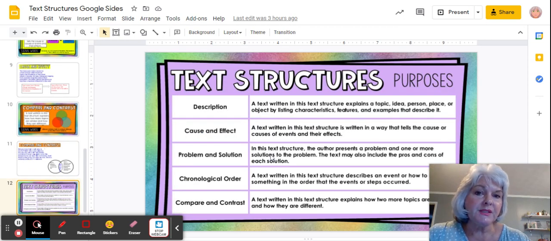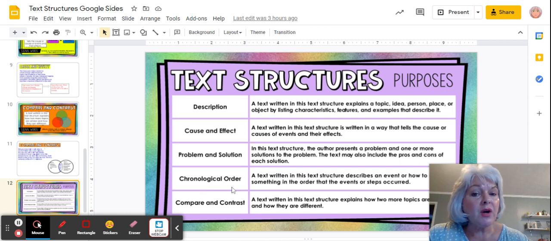So when you look at the purposes of these text structures, description is a text that's written to explain a topic, an idea, a person, a place, or an object by listing the characteristics, the features, and examples that describe it. For cause and effect, the text is written in a way that tells the cause or the causes of events and their effects. Then the purpose of problem and solution: in this text structure, the author presents a problem and one or more solutions to the problem. The text may also include the pros and cons of each solution.